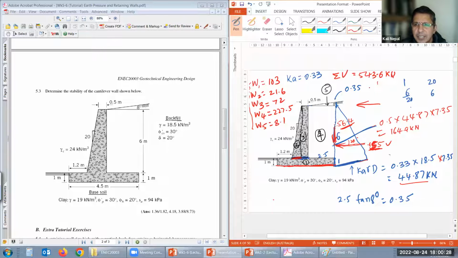Then we need to calculate the friction, which is the resisting force. If that is resisting, how much is coming here? So mu, what is phi? Phi at the base is 20 degrees, friction at the base is 20. So can I calculate the total resisting sliding? 543.6.